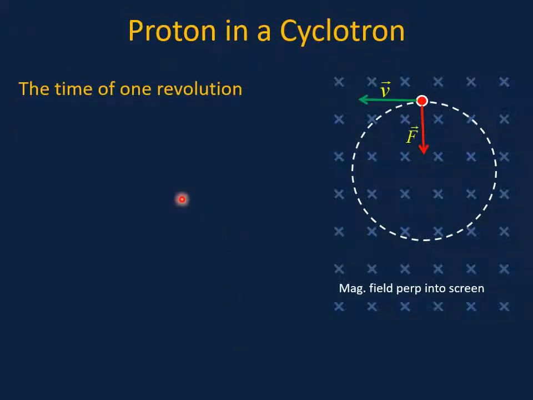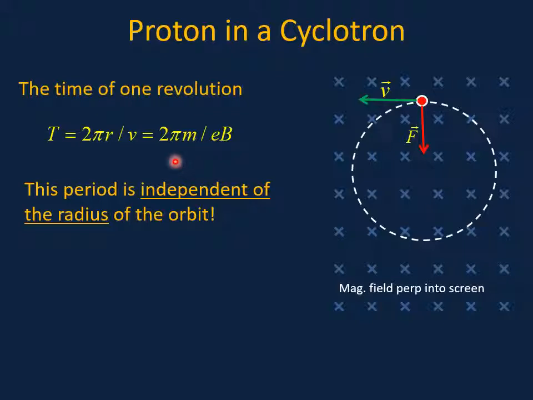The time of one revolution in the circular orbit is easily calculated. It is simply the distance traveled in one orbit, which is 2 pi r, divided by the velocity. So the time for one orbit is 2 pi r divided by the velocity, which, given the expression for the radius that we found on the previous slide, turns out to be 2 pi m over eB. So this is a remarkable result because it is independent of the radius of the orbit.